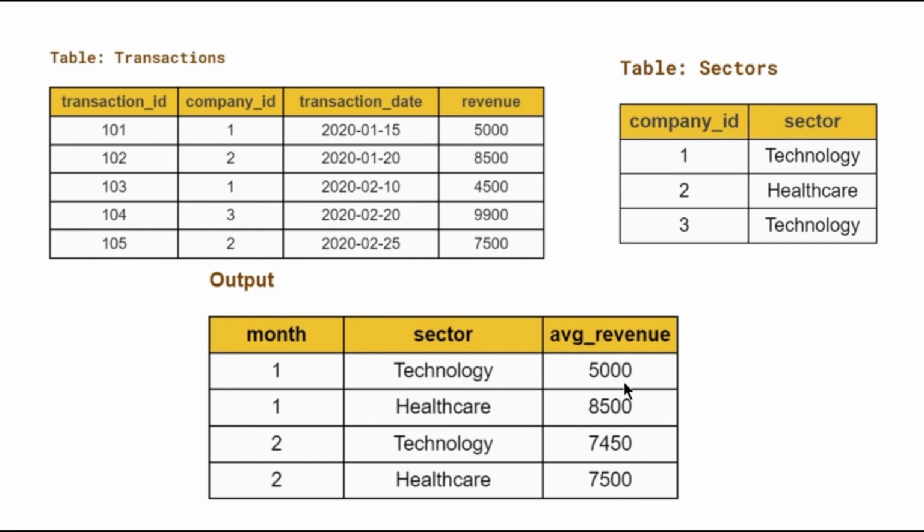The average revenue is 5,000. Now, company ID 2 belongs to the healthcare sector. For the healthcare sector, company 2 has a revenue of 8,500 in January.